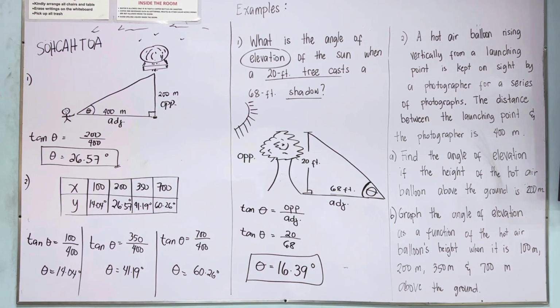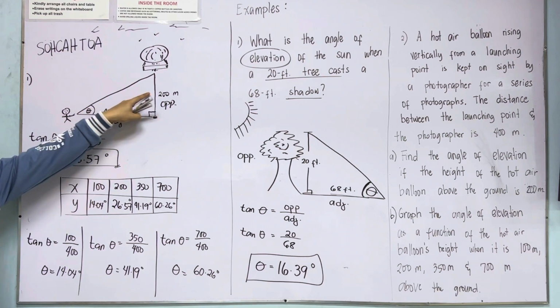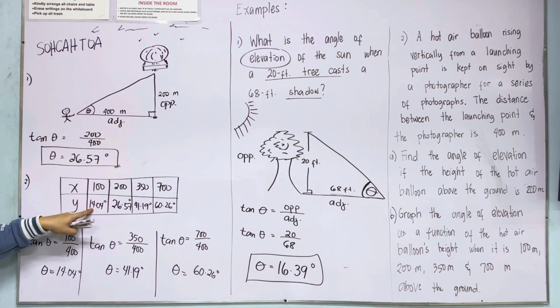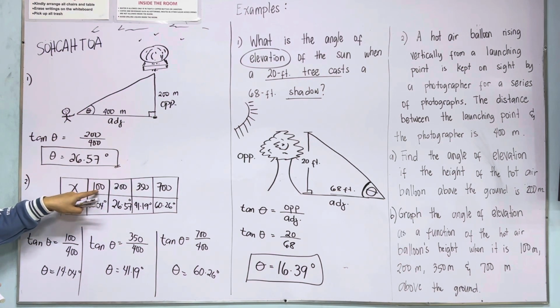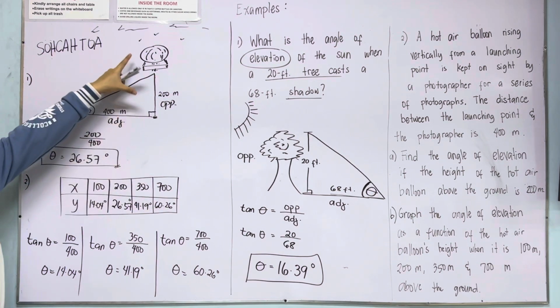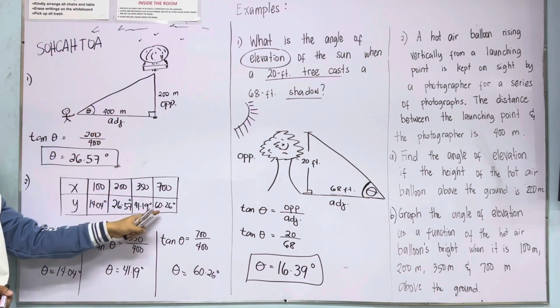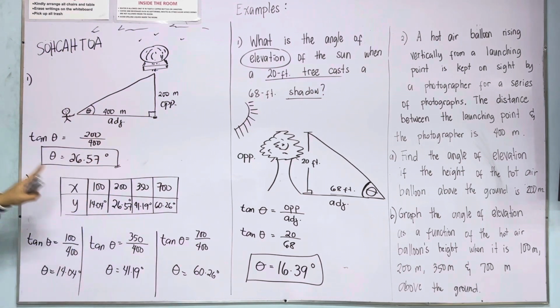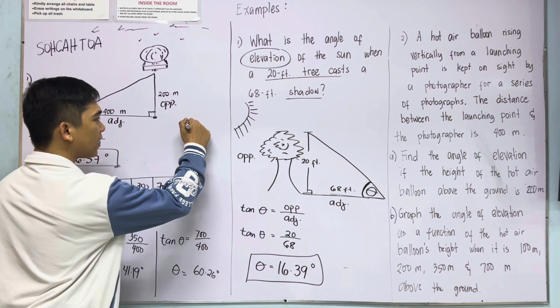Ano papansin nyo sa relationship nila, no? Pag mas mababa yung height, mas maliit din yung angle. So, pag malaki-laki na yung height, umaangat na siya, pataas din ng pataas yung ating angle na na-form. So, that is now the table of the function. Gusto pa niyang i-graph. Sige, i-graph natin.